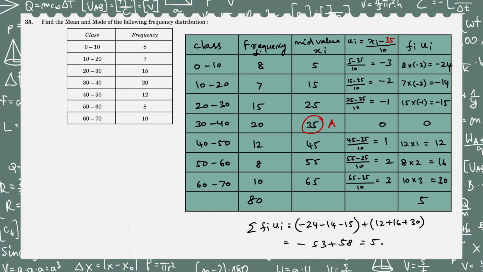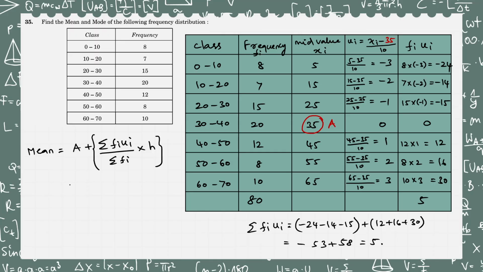Now we are ready with the values. Let us find the mean value now. The formula for the mean in the step deviation method is A plus (sigma fi ui divided by sigma fi) into h. And the h value will be 10, because the difference between the upper limit and the lower limit of every class interval is 10 only, right?